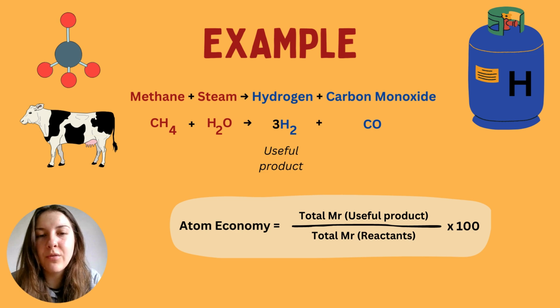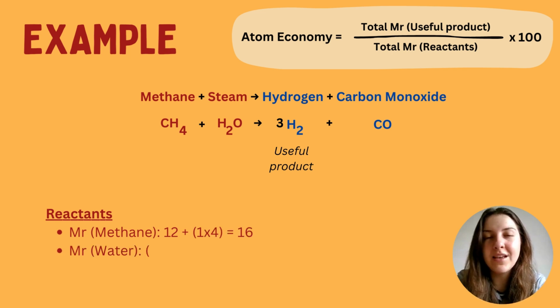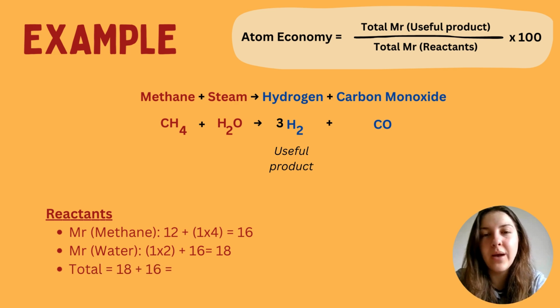So let's work out those Mrs now. How you calculate your Mr is very simple. All you need to do is go to your periodic table. You'll be given one of these in the exam, and you're going to look for each of the atoms, each of the symbols you have in the formula. Then you want to find the big number that is next to it. So this is your mass number.